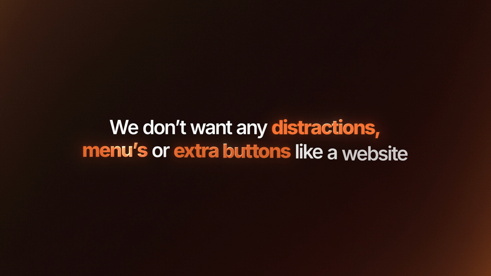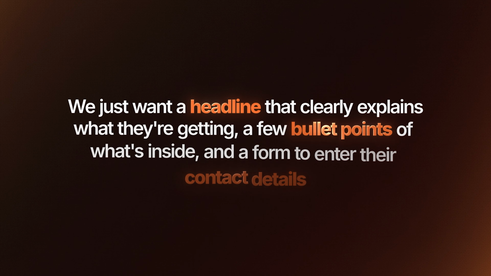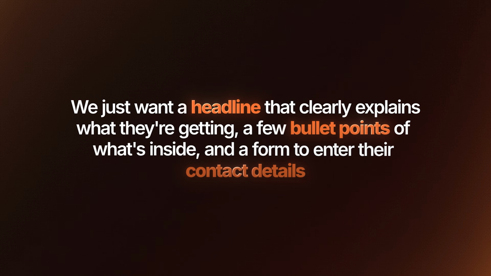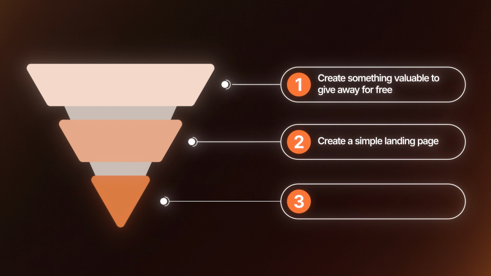And again, we don't want any distractions. So no menus or extra buttons like a website. Instead, we just want a headline that clearly explains what they're getting, a few bullet points of what's inside, and a form to enter their contact details. Step 3, once they enter their details, we are going to send them the freebie straight away. And we can do this through an automated email, or we can send them to a thank you page that has a download link. That's it.